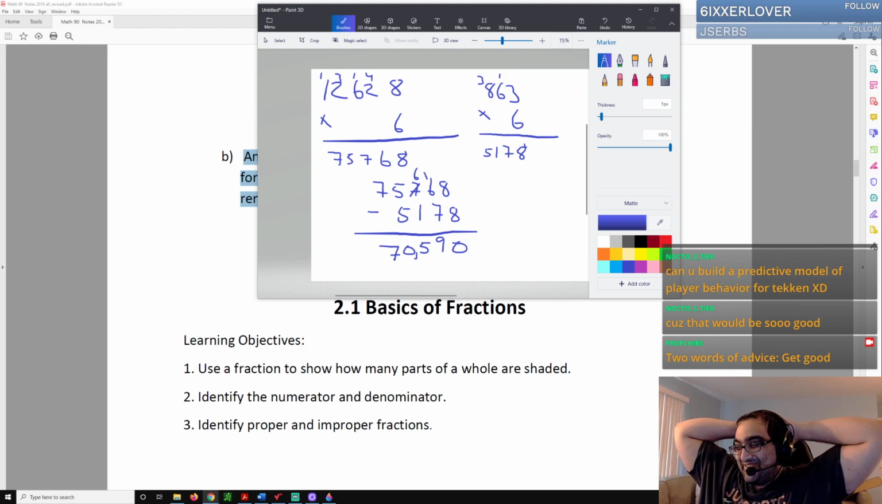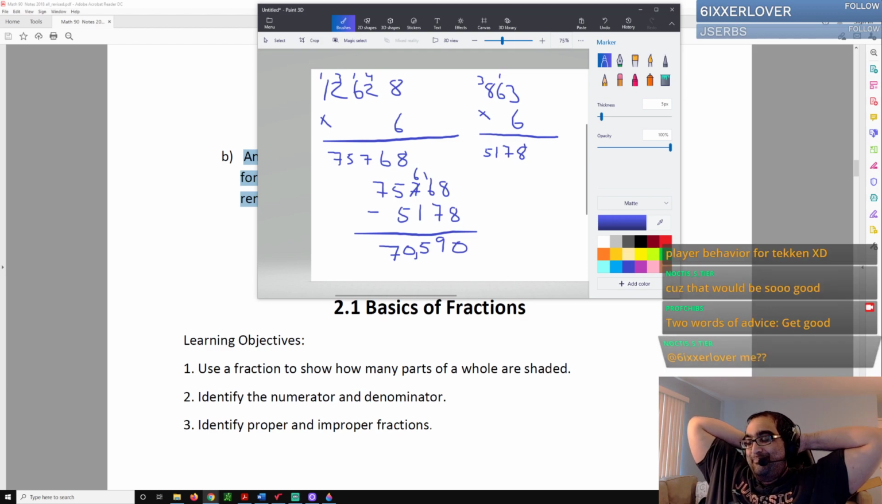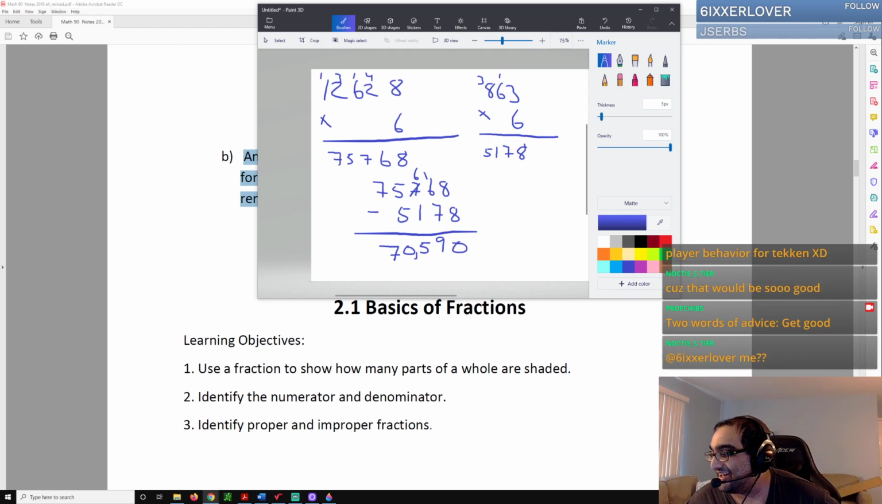Two words of advice: get good. Play the Japanese and Pakistani gods of Tekken 7. You gotta learn frames and stuff. You gotta really learn frame data in that game.